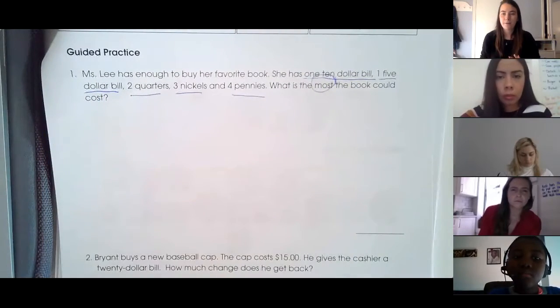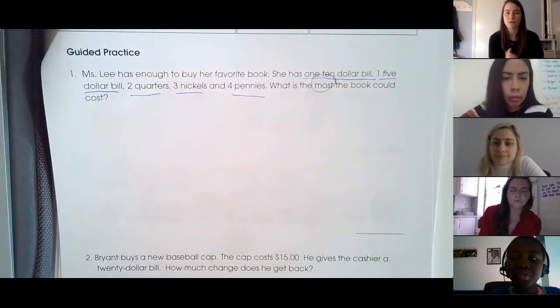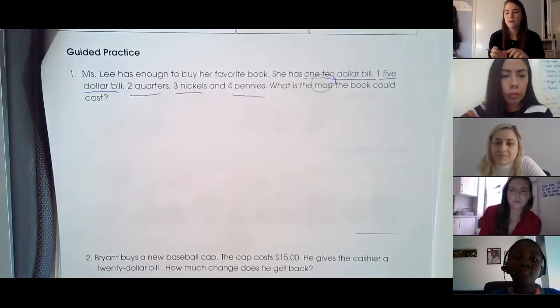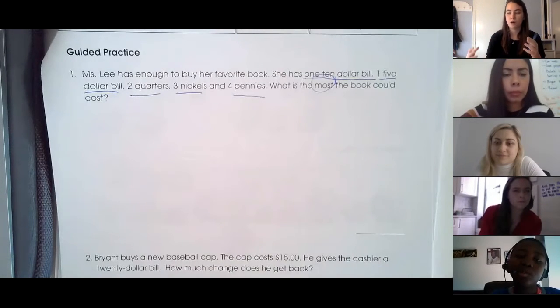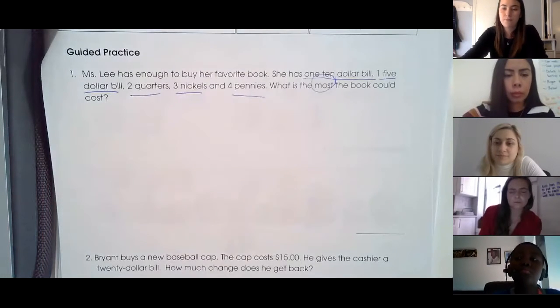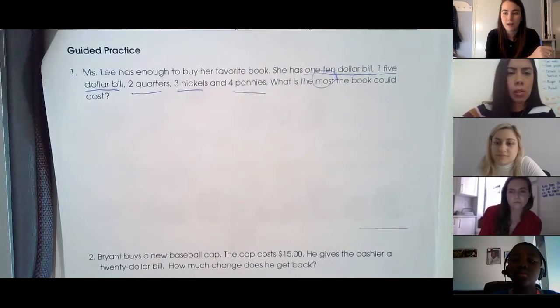So I'm going to stop. I just read it once, and now I want to think, what is this question asking me? Okay, so she has one $10, one 5, 2 quarters, 3 nickels, 4 pennies. So if I put all of this money together, I want to think, how much could this book cost? What is the most amount of money it could cost? So step 2 of the mathematician's plan is pick your plan to solve.